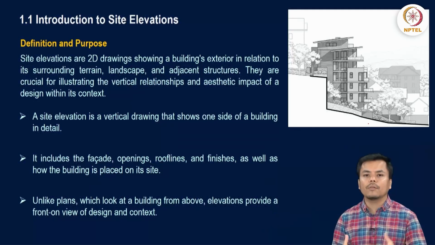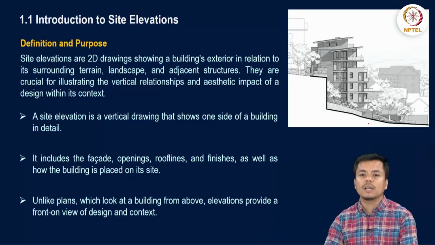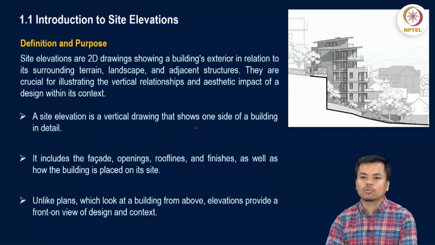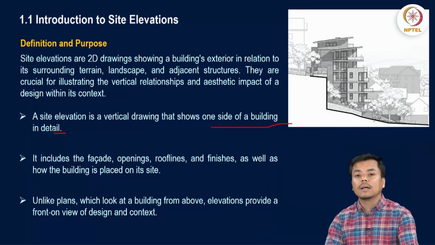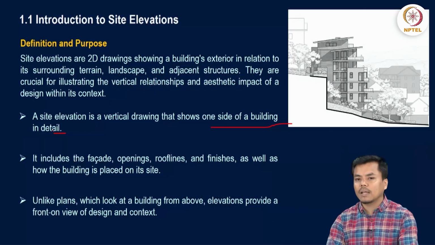So all this information can be gathered from the site elevation. Site elevation is a vertical drawing and shows one side of the building in detail. For this example, you can see the building that you have designed along with the natural topography of the structure.